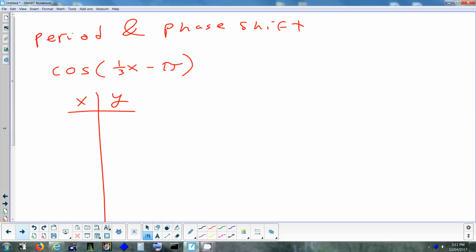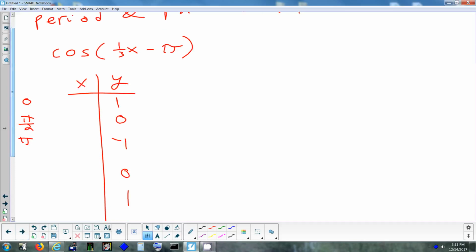So for now, let's keep all the y values the same: 1, 0, negative 1, 0, 1. Now, are we going to add or subtract? We're going to add because we're moving right. Yes, phase shift, perfect. Always do the opposite. We're going to add pi.